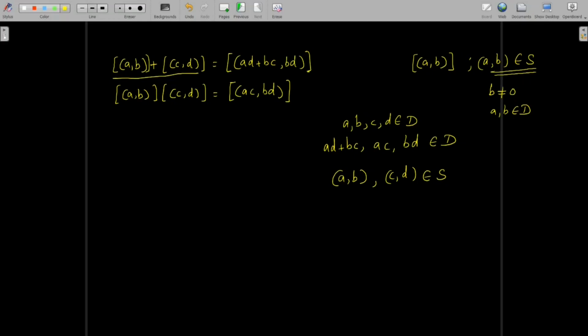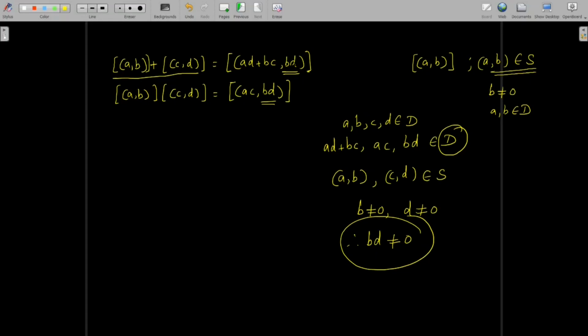Since these elements belong to S, we may conclude that b is not equal to 0 and d is not equal to 0. For an ordered pair to be an element of S, the second coordinate is not equal to 0. So here b is not equal to 0 and d is not equal to 0. And here D is an integral domain. For an integral domain, when we multiply two non-zero elements, the product is also not equal to 0. So in our definition of addition and multiplication, the second coordinate is b times d. So here we get that bd is not equal to 0.